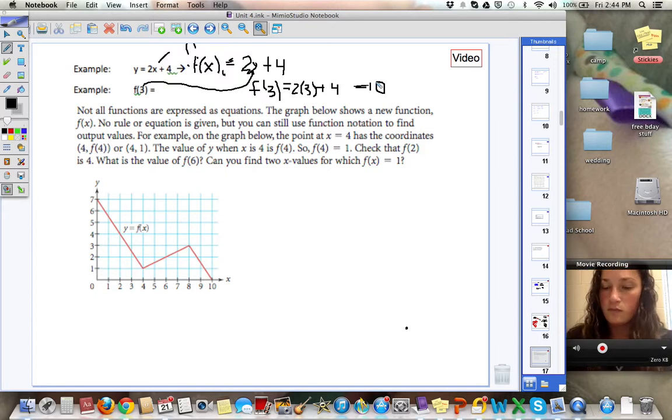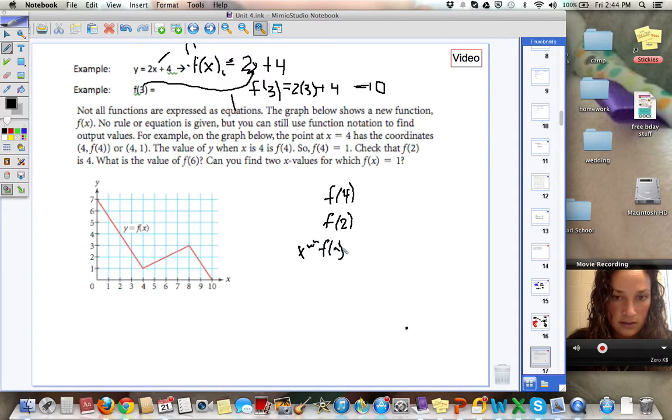All right. So on your paper we have f of 4, we have f of 2, and then this is a new one: x when f of x equals 2, and then we also have x when f of x equals 5.